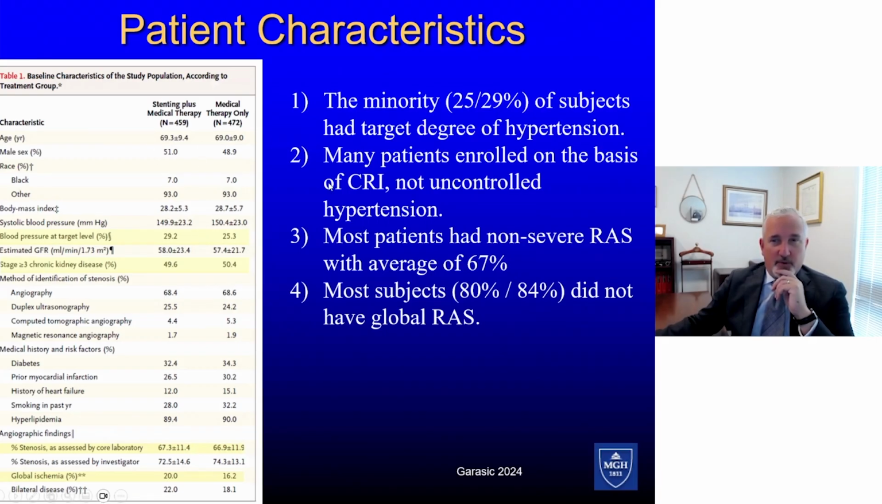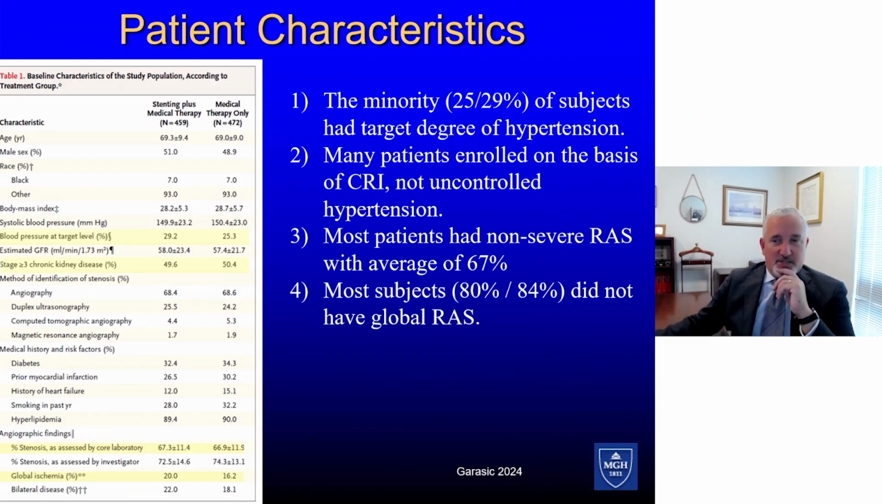It's also notable that really a minority of people started out with the target degree of hypertension, 25 and 29% respectively in the stenting and medical groups. There were more people with renal impairment and less people with hypertension, if you will, and the average degree of renal artery stenosis was 67%, which again is really generally not severe renal artery stenosis, kind of more moderate.